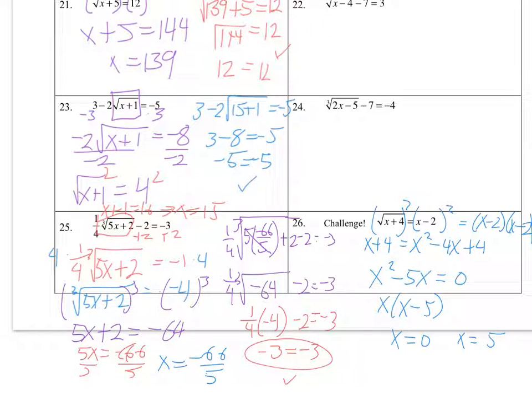I've got to check to see if these are extraneous or not. When I plug these in, we get the square root of 0 plus 4 is equal to 0 minus 2, which means that 2 equals negative 2. That means that one's extraneous. When I plug 5 in, we get the square root of 5 plus 4 is equal to 5 minus 2. The square root of 9 is 3. 5 minus 2 is 3. That one is not extraneous.